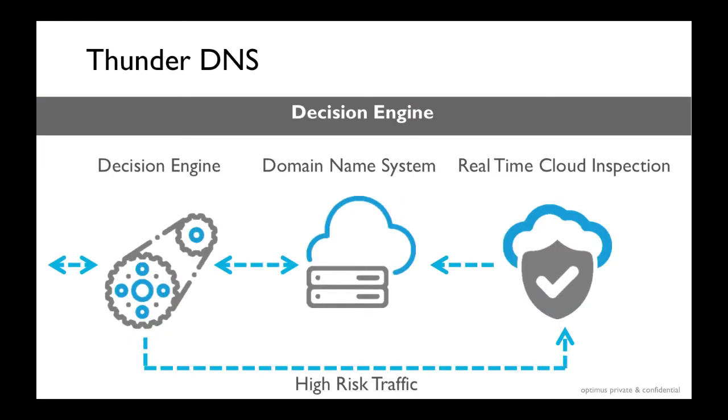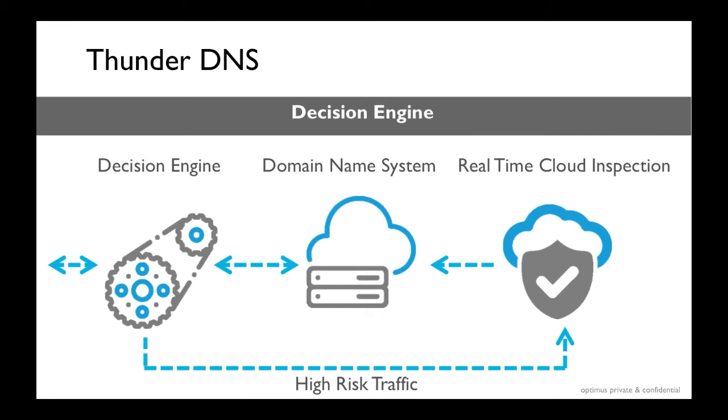Our DNS decision engine is an internally developed algorithm that determines the risk level of every DNS query. It tries to determine if it's worth spending a few extra milliseconds to inspect a DNS query prior to resolution, or if it's safe enough to go through standard DNS resolution. The goal of the Decision Engine is to identify the most risky and uncommon queries so that Thunder DNS can perform additional checks prior to the DNS query being resolved.